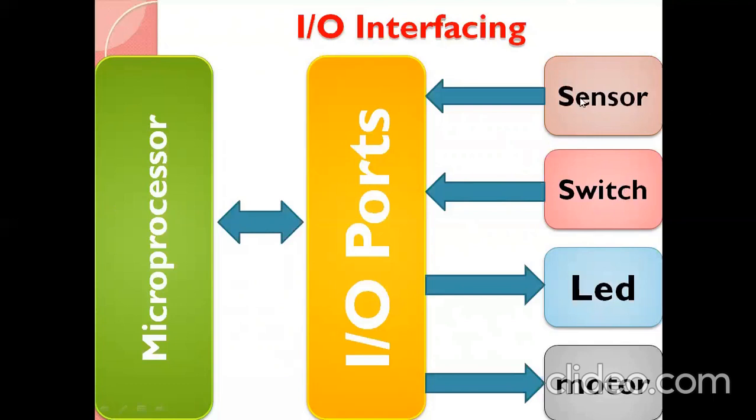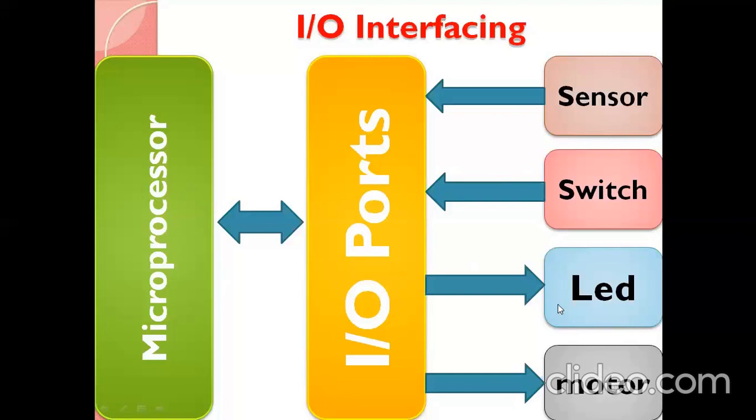Next, take a temperature sensor. The temperature sensor value will be sent to the input port. From the input port, it will go to the microprocessor. For example, suppose I want to run the motor. From the microprocessor, I will send the data to the output port. From the output port, the data will be sent to the motor.